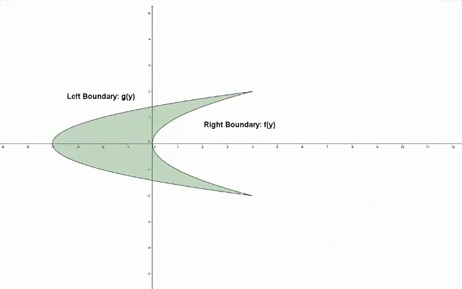A y region is a region which is defined by y-valued functions. That is, a region R with right boundary x equal to f of y, left boundary x equal to g of y, bottom boundary y equal to a, and top boundary y equal to b. This y region has right boundary f of y equal to y squared, and left boundary g of y equal to 2y squared minus 4.